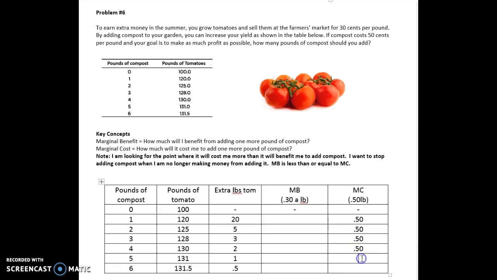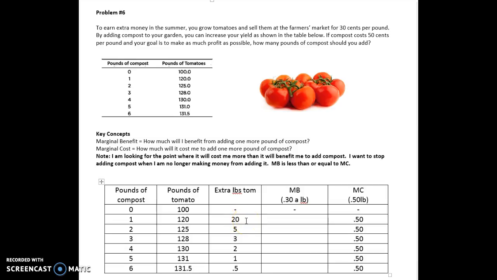Because as you can see, the pounds of compost I'm adding are just going up by 1 increment, 1 pound, right? And so every time I add 1 pound, it's going to cost me 50 more cents, okay? So how did I get the extra pounds of tomato?